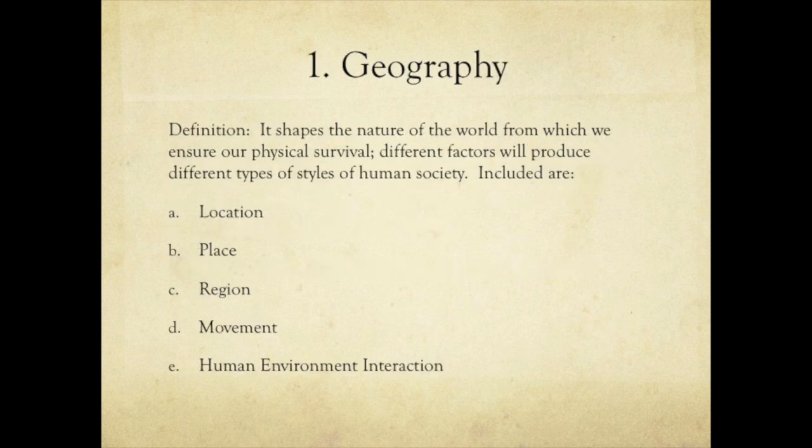Geography is our first theme of the eight themes of history, and our definition: it shapes the nature of the world from which we ensure our physical survival. Different factors will produce different types of styles of human society, which includes location, place, region, movement, and human environment interaction. I suggest at this time you stop the slideshow and copy these five down.